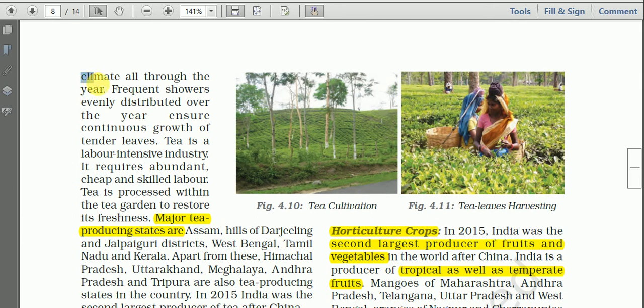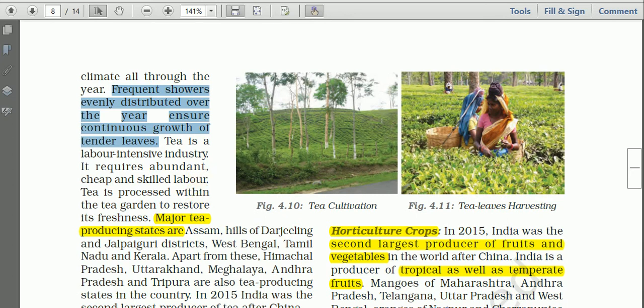Moist and frost-free climate all through the year is needed for tea. And for the rainfall, frequent showers evenly distributed over the year ensure continuous growth of tender leaves. So we require frequent rainfall distributed all over the year for the continuous growth of tender leaves.